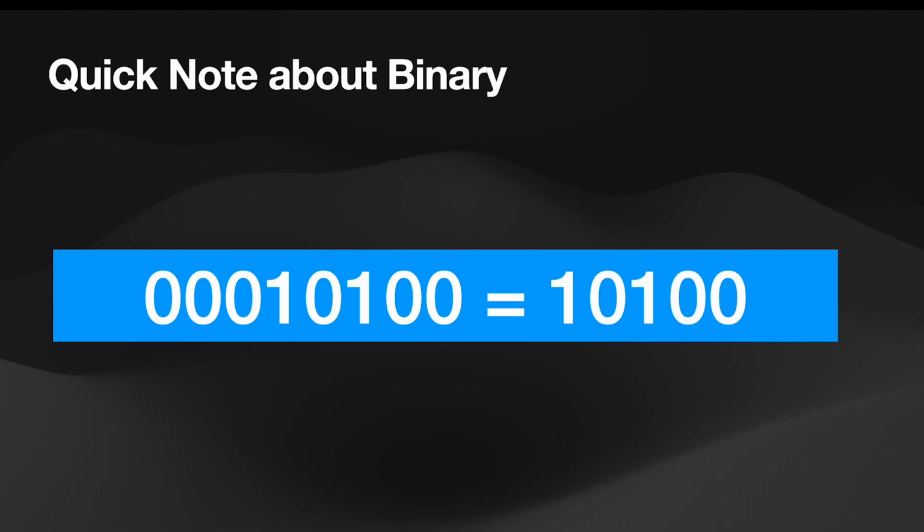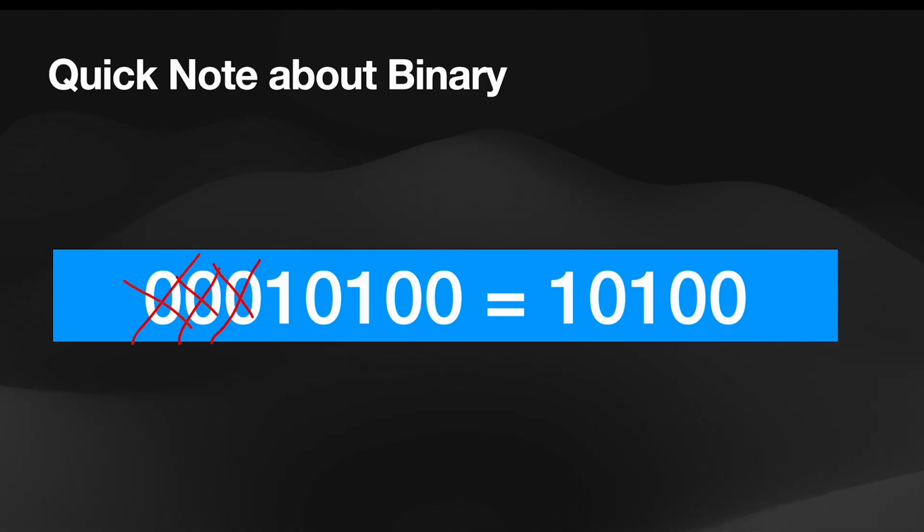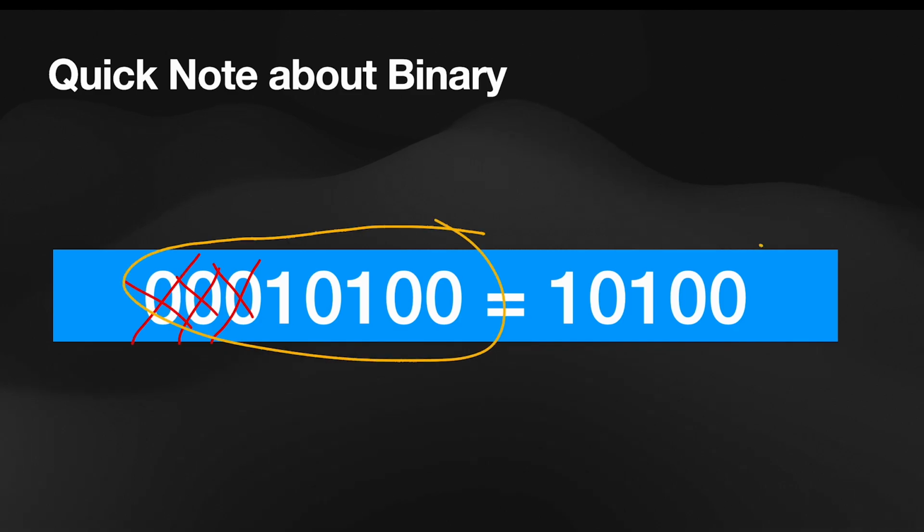Also just a quick note about binary. These two things are actually the same. One neat thing about binary is you can actually just ignore and omit these leading zeros. So just keep that in mind. But these two are exactly the same. So that's important to know.